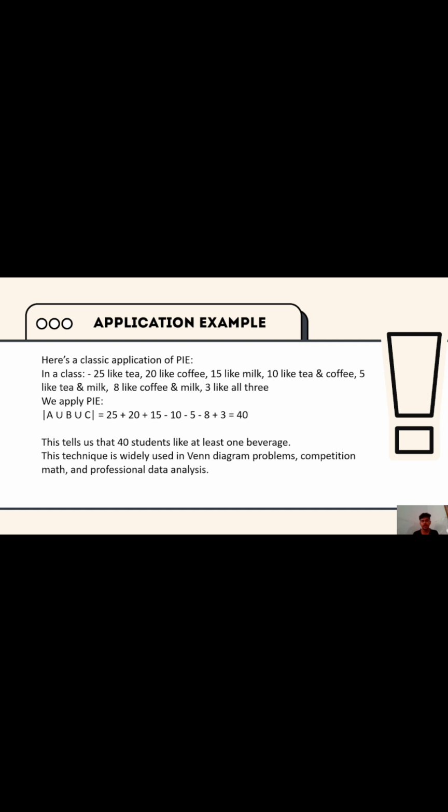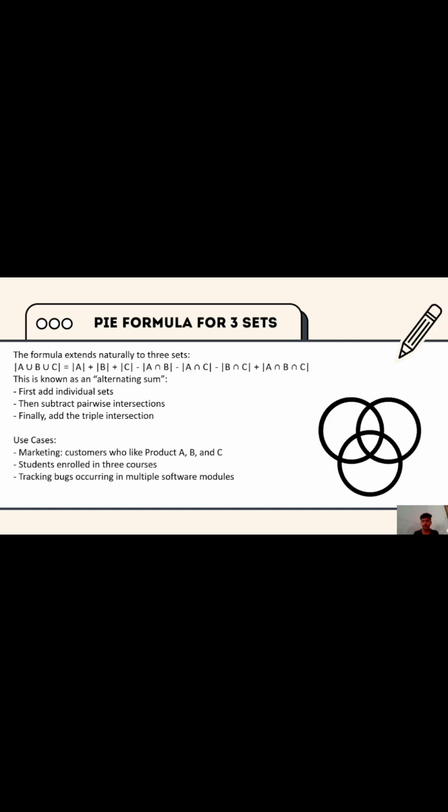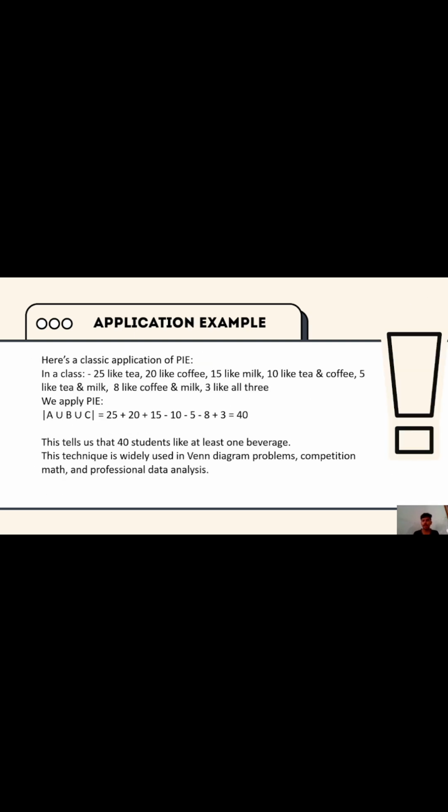So |A union B union C| equals |A| plus |B| plus |C| minus |A intersection B| minus |A intersection C| minus |B intersection C| plus |A intersection B intersection C|. Here A is 25, B is 20, C is 15, A intersection B is 10, A intersection C is 5, and B intersection C is 8. Plus all three, which is 3, that equals 40. So this tells us 40 students like at least one beverage, and this technique is widely used in Venn diagram problems, competition maths, and professional data analysis.